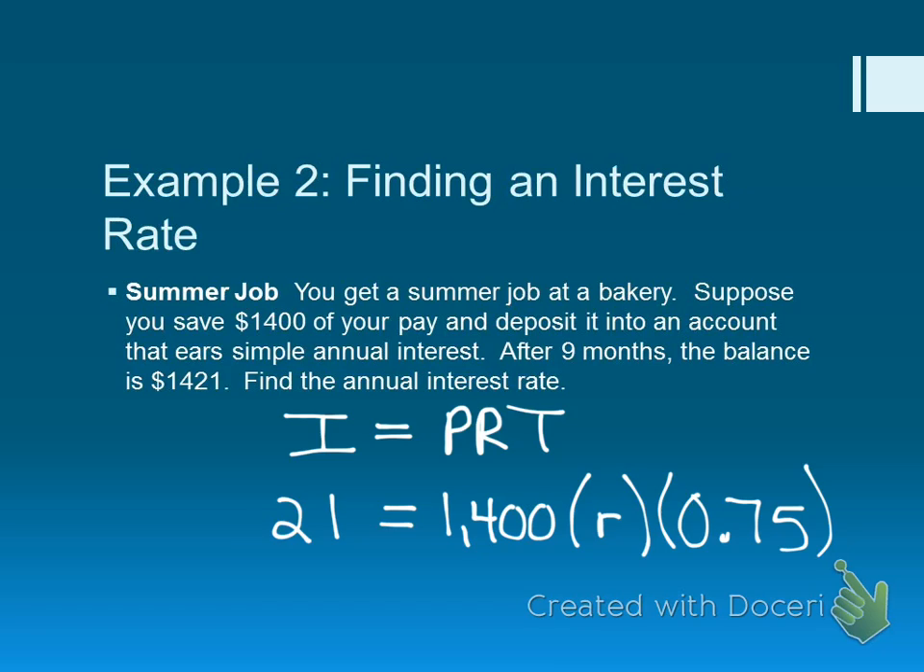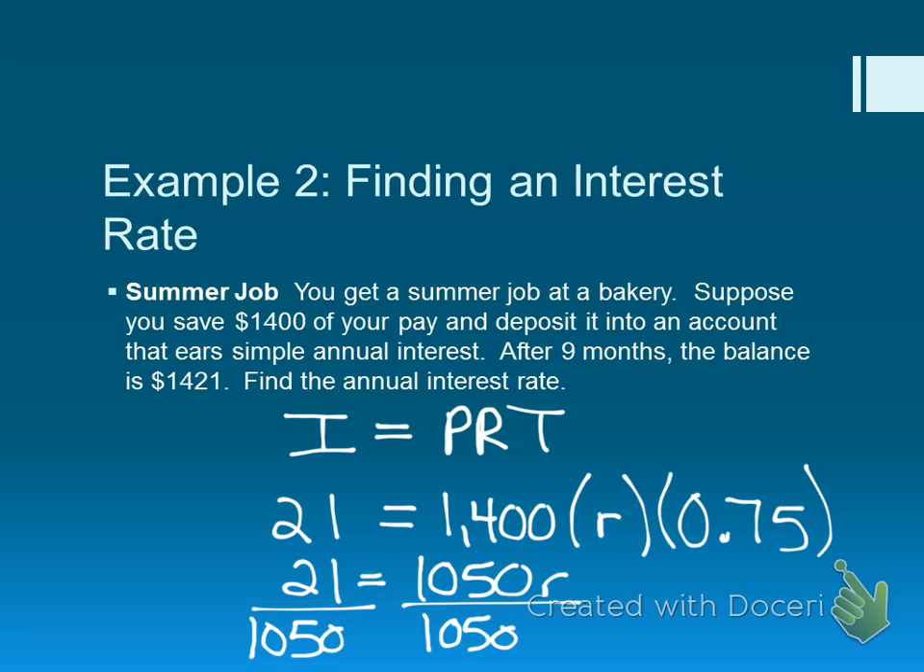Now I'm ready to simplify the right side. I multiply 1,400 times 0.75 to get 1050. 21 equals 1050R. Divide both sides by 1050. 21 divided by 1050 equals 0.02 or 2%. 2%. Okay, and that's going to be my interest rate.